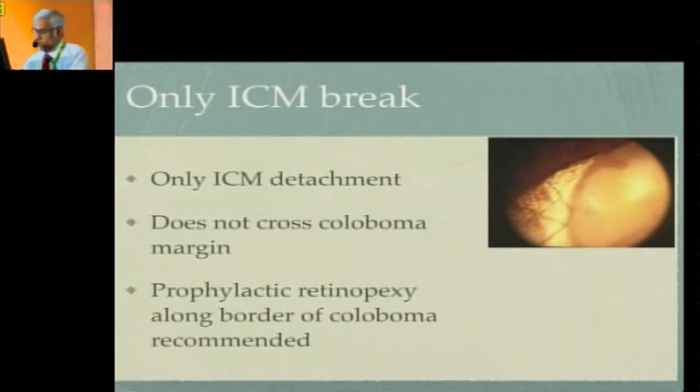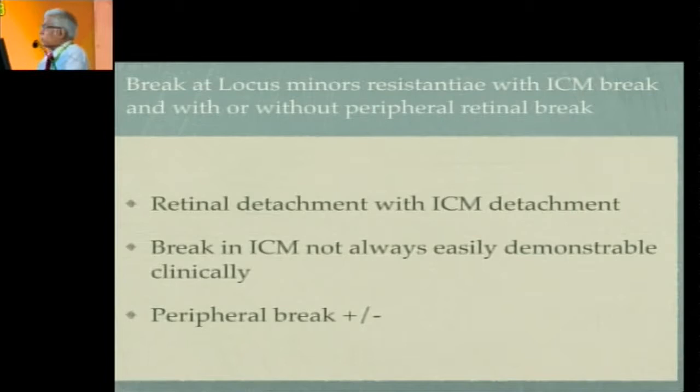But when you have a break at the locus minoris resistantiae with an ICM break, with or without a peripheral break, this is exactly what leads to a clinical detachment of the retina with which the patient comes to you. Then the retina is detached, there's also an ICM detachment, and they both are communicating with each other. The communication of subretinal space and sub-ICM space is through a break at the locus minoris resistantiae.